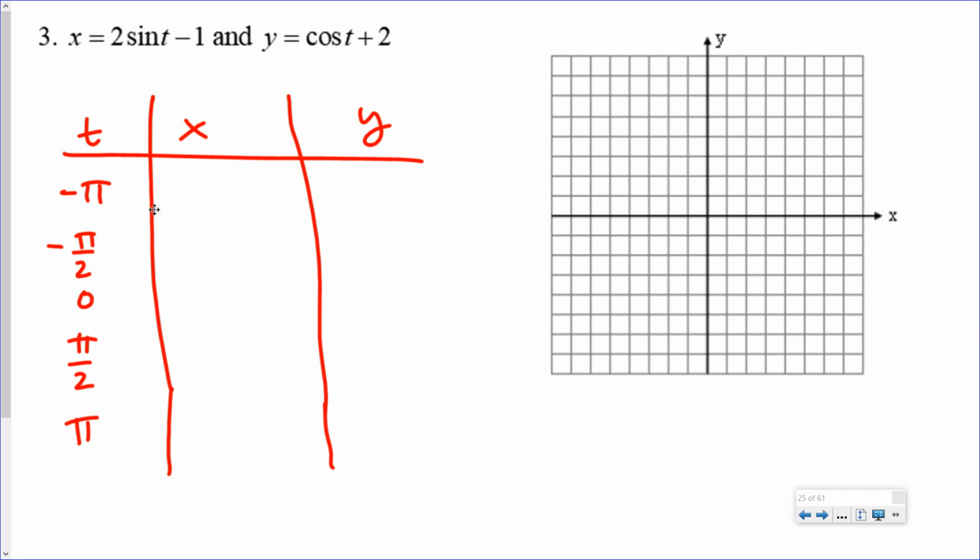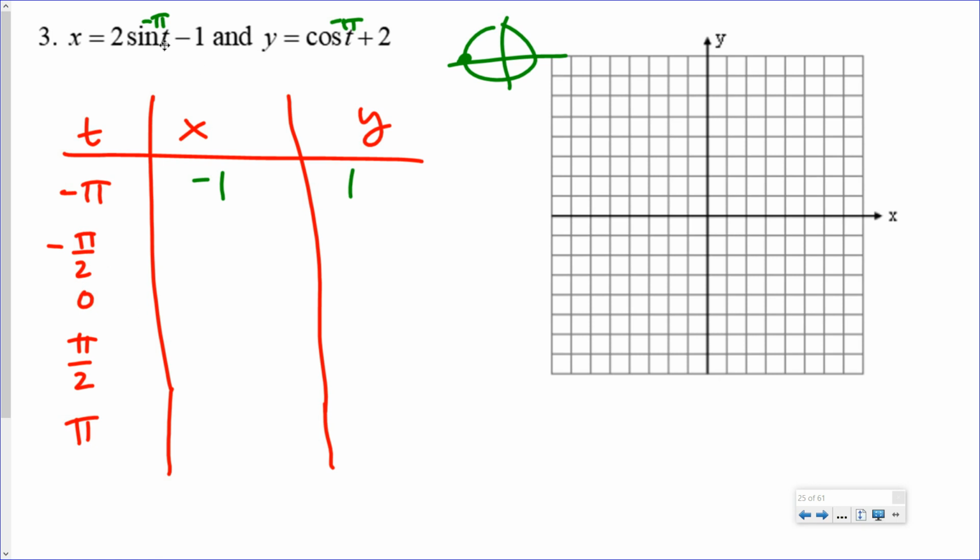All right, so let's just go ahead and figure out these points. If I plug in negative pi, what's the sine of negative pi? Let's think where negative pi is. Negative pi is right here. So what's the sine of negative pi? 0, so that'll just be negative 1. What's the cosine of negative pi? Is that negative 1? So that's going to be 1.